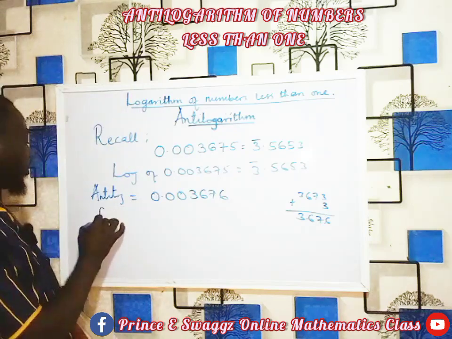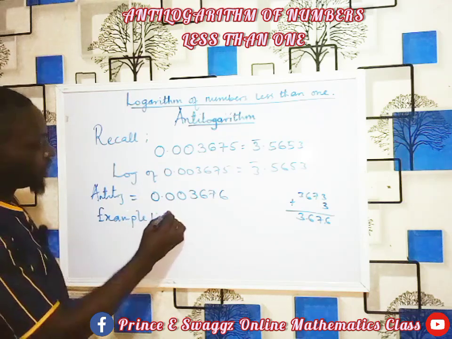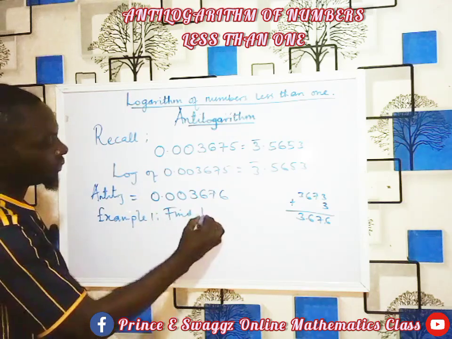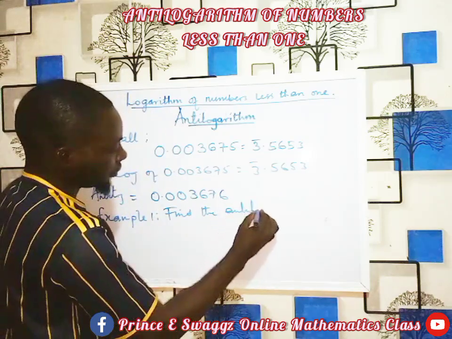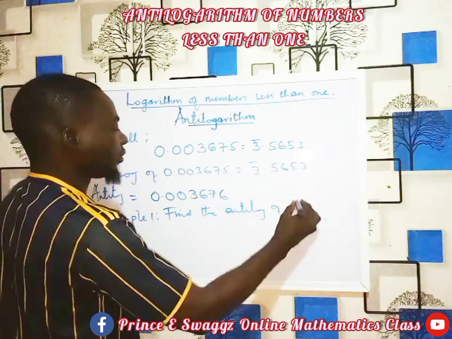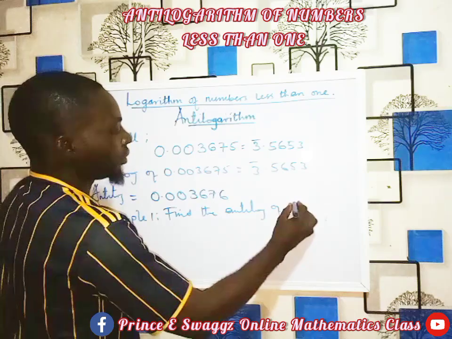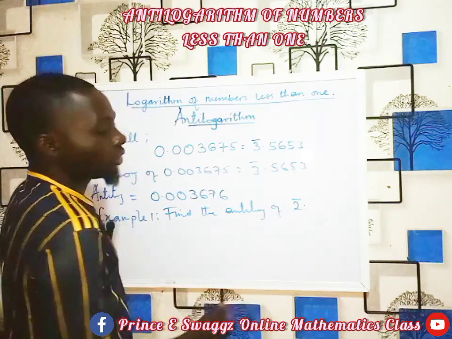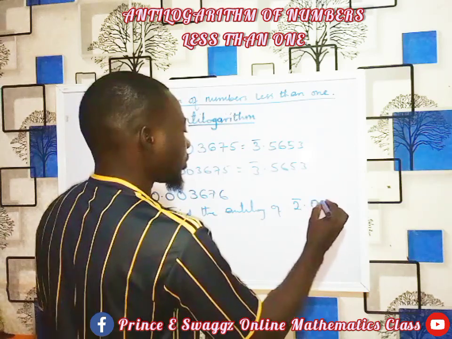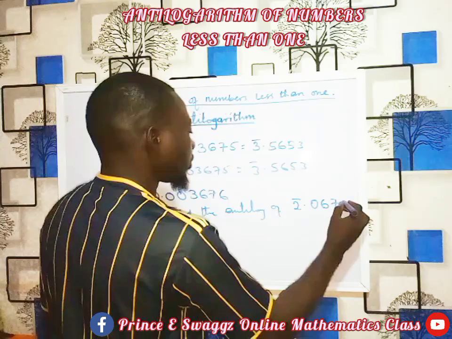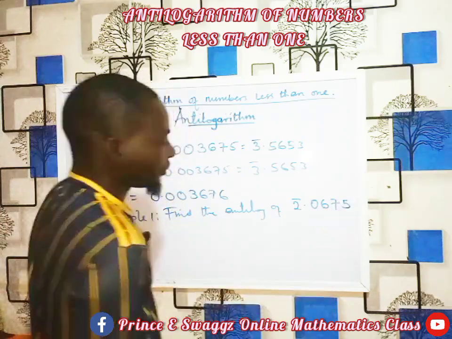Let's look at another example. Find the antilog of bar 2.06705.